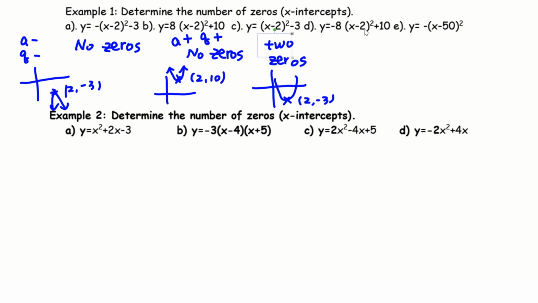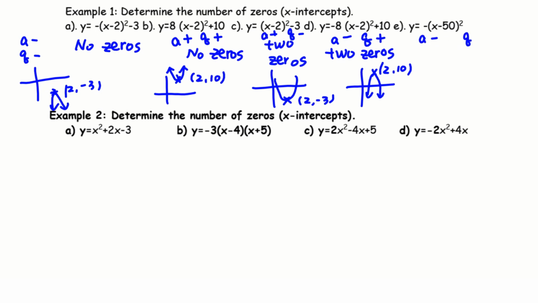So we find the p and q. This one, a negative, q positive. This one is a positive, q negative. Different sign, you have 2 zeros. So q is 2, 10, and opens down, so you have 2 zeros. And the last one, a is negative, q is 0. It means you have the vertex right on the x-axis. So you have 1 or 2 equal zeros.